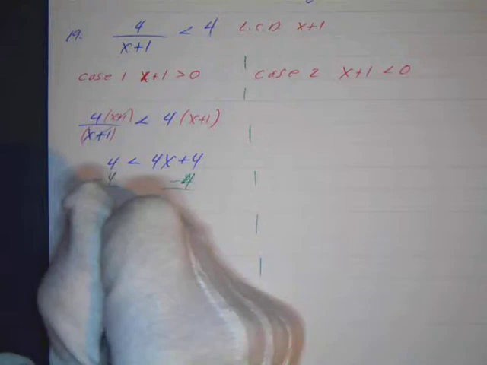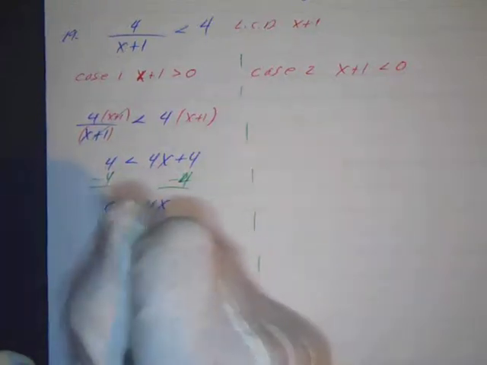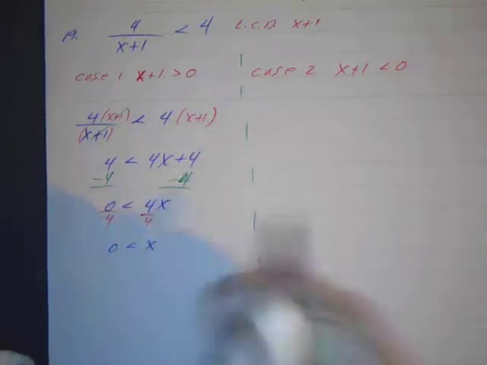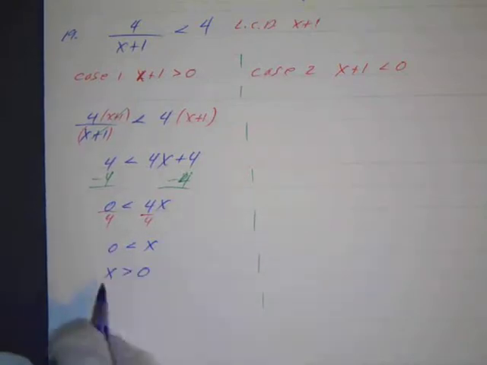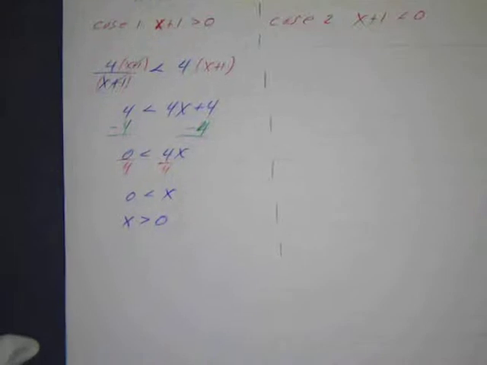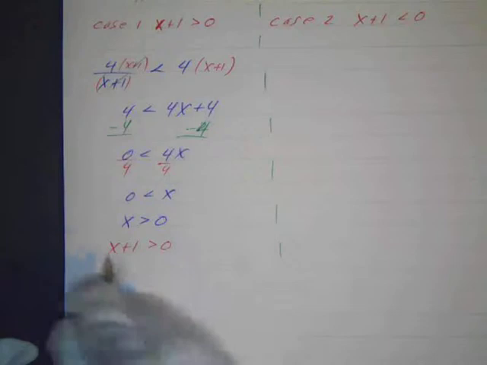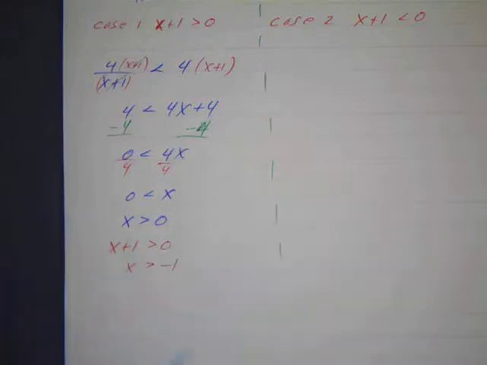And I have 0 on the left is less than 4x. Then I can divide by 4. And I have 0 is less than x. And I can flip that around and say x is greater than 0, because we usually see the x on the left. Now, this is all considering the case that x plus 1 is greater than 0. Well, if I subtract 1 from both sides, that means x is greater than negative 1.